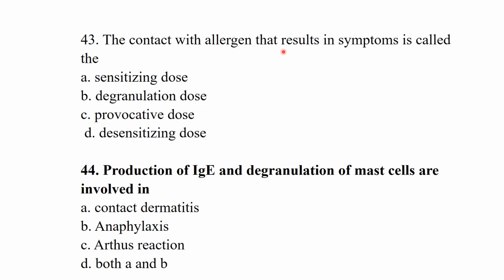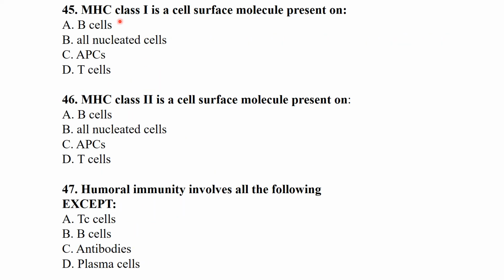The contact with allergen that results in symptoms is called the provocative dose. Production of IgE and the degranulation of the mast cells are involved in anaphylaxis. Major histocompatibility complex MHC class 1 is the cell surface molecule present on all nucleated cells. MHC class 2 is a cell surface molecule present on the antigen presenting cells. Humoral immunity involves all of the following except T cells. T cells never involve humoral immunity. T cells are involved in cell mediated immunity.